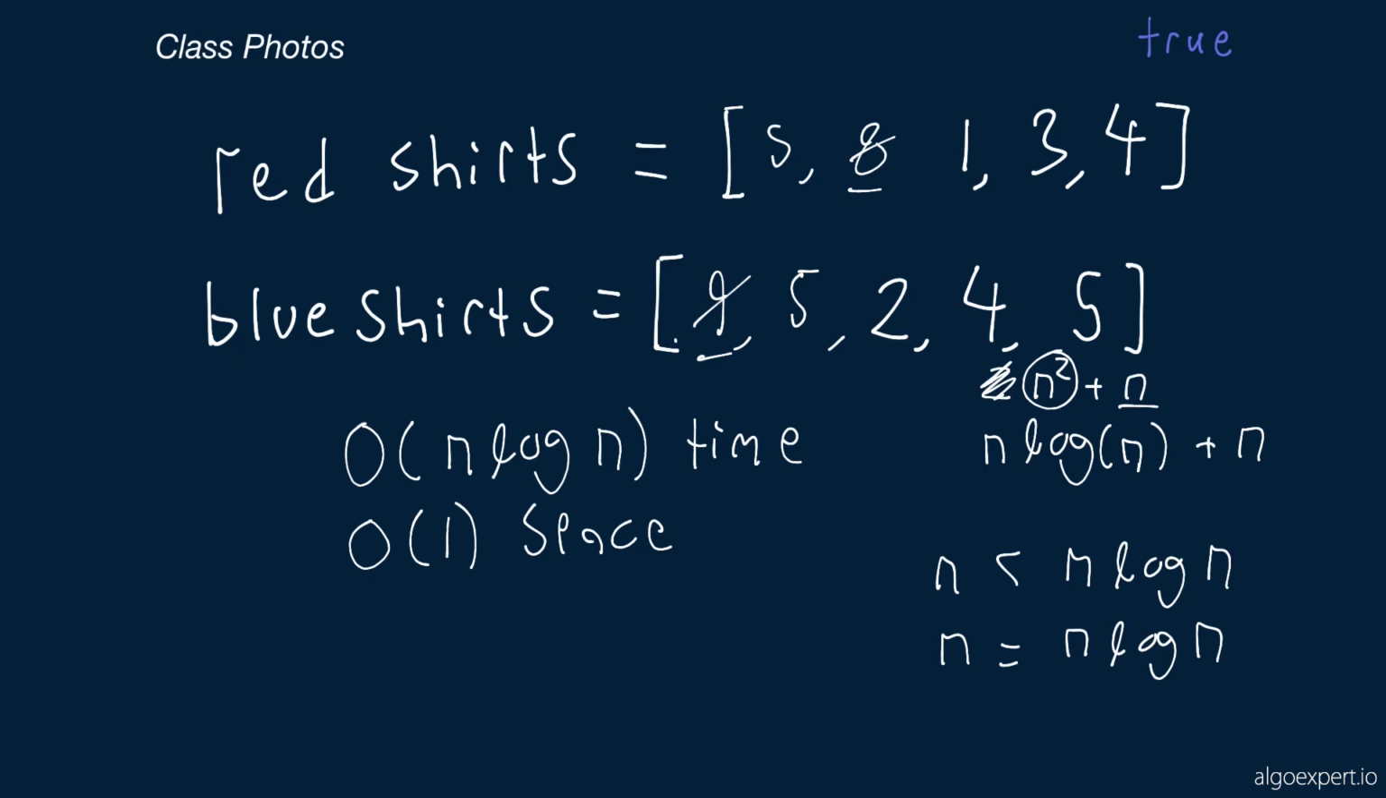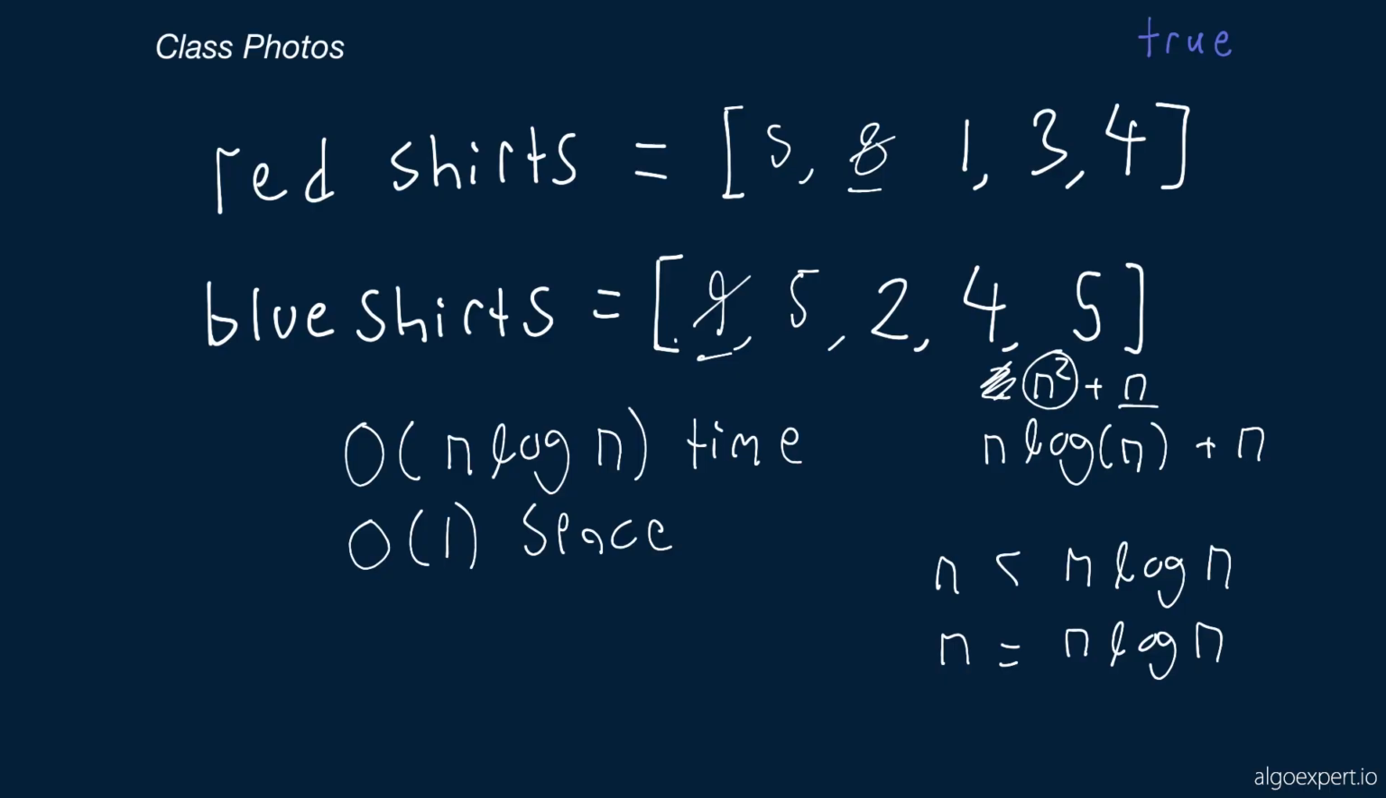Now, when we're talking about the constant space, the reason we have constant space is because we're going to sort both these input arrays in place. So we are not going to sort these into new arrays, and we're not going to use auxiliary space. We're just going to sort them in place. In other words, we're going to mutate the input arrays, which is fine for this problem because there is nothing that states that we are not allowed to modify the input arrays.